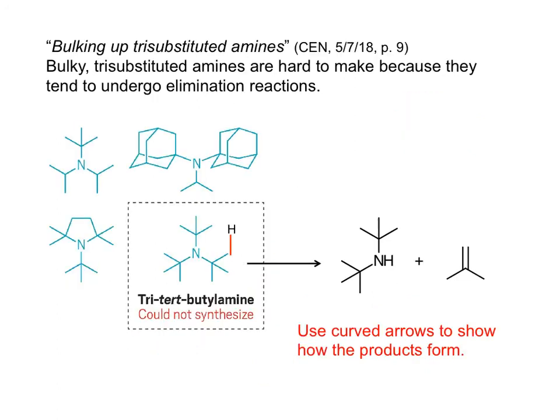Tertiary amines are used in many applications, such as precursors to photostabilizers and polymerization inhibitors, and as reagents in catalysis. Some of these larger tertiary amines are hard to make because they undergo elimination reactions. So stop the video and use curved arrows to show how a tri-tert-butylamine undergoes this elimination reaction. First, here are the structural features in tri-tert-butylamine, and here's how the reaction occurs.